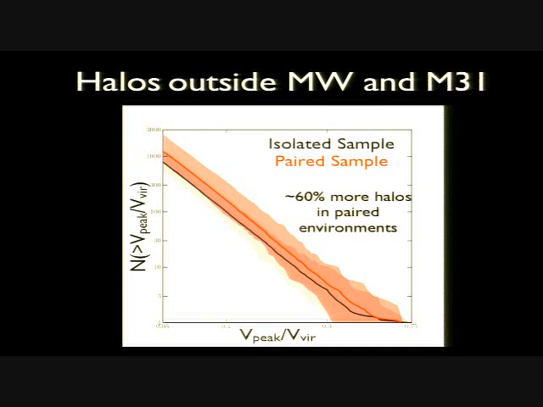Now, this isn't too surprising, right? Because we already showed that pairs tend to live in denser environments. It wasn't obvious, though, that this would be the case down to the lowest masses that we can resolve here. So this makes the point very well that if you want to predict what LSST is going to find in this region, in the 1 megaparsec outside the Milky Way and M31, you cannot use a zoom simulation of an isolated halo.